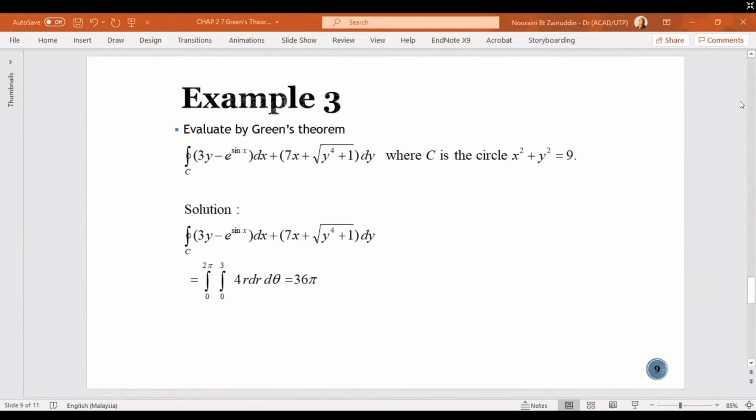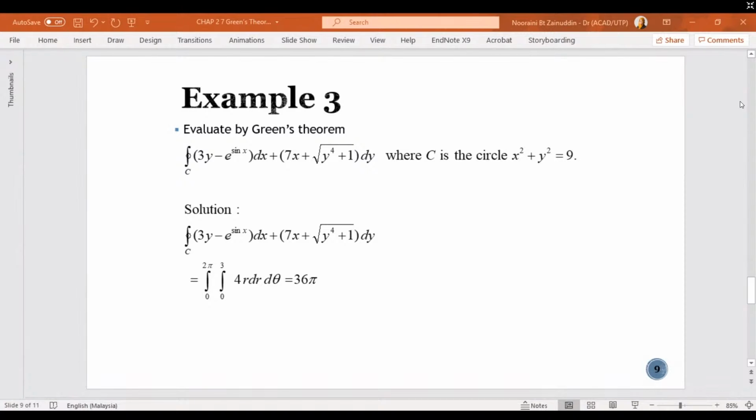Okay, example for this question. If you look at the functions, it's quite horrible to see here. You have 3y minus e to the power of sin x, integrated with respect to dx, and then you have 7x plus the square root of y to the power 4 plus 1, which is basically impossible for us to integrate. Because remember, if you use substitution, it must cancel some variables. But here y to the power 4 plus 1 is impossible to cancel, because we need at least y to the power 3 to cancel it, and here we don't have any y to the power 3. For this question, they just give you a difficult function.